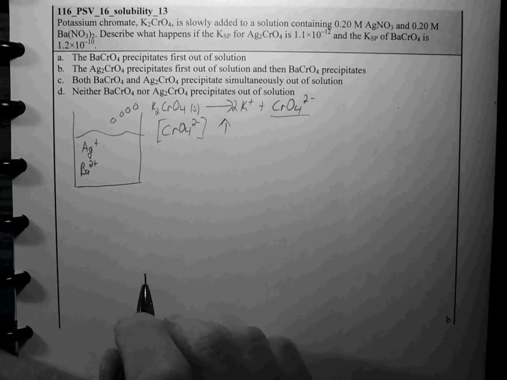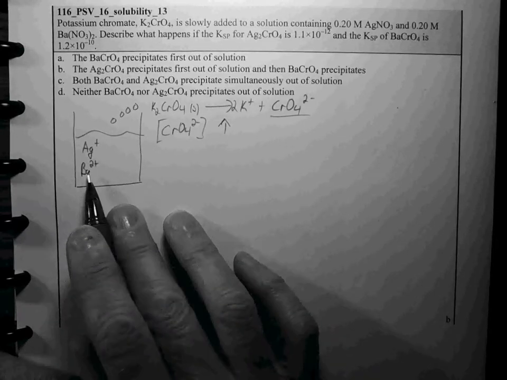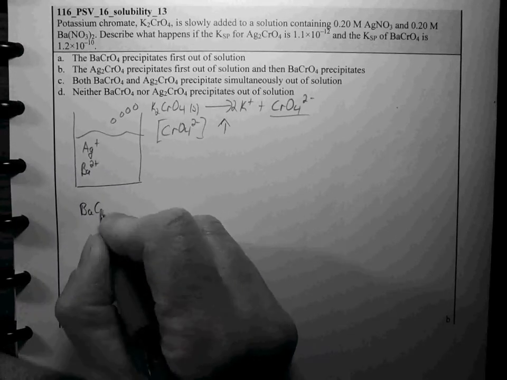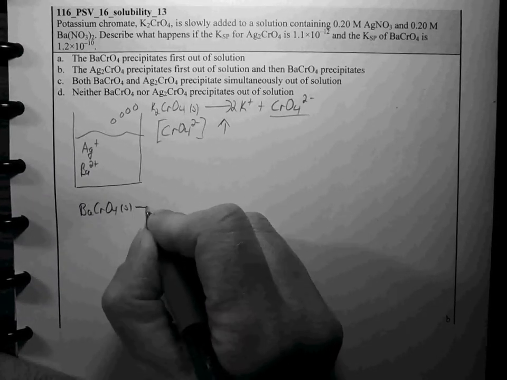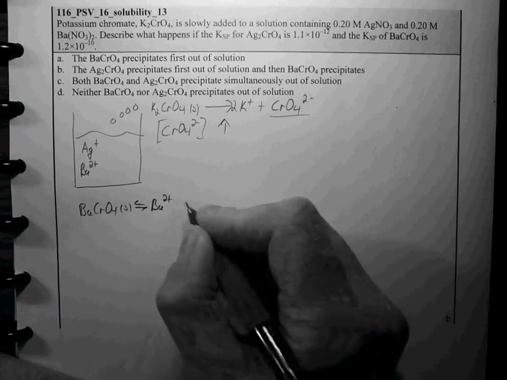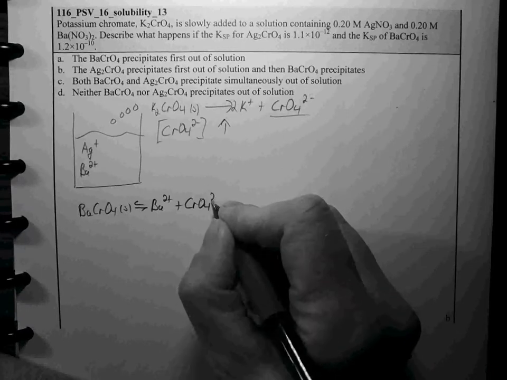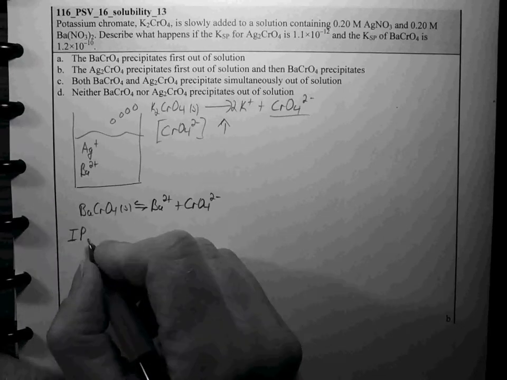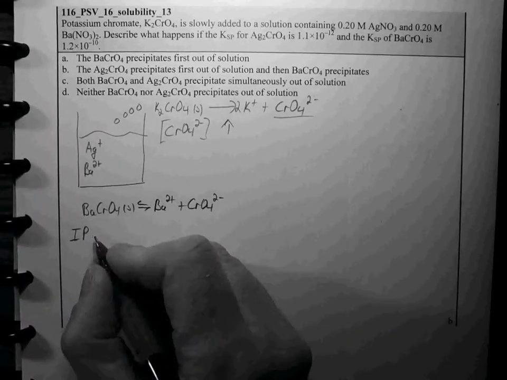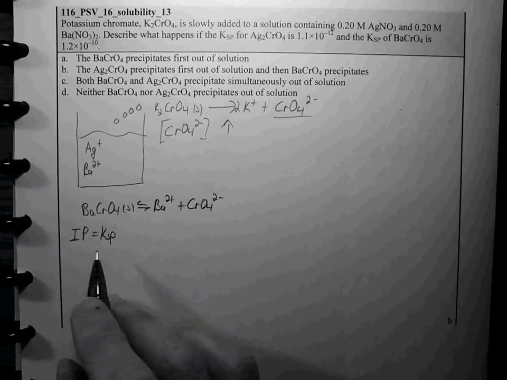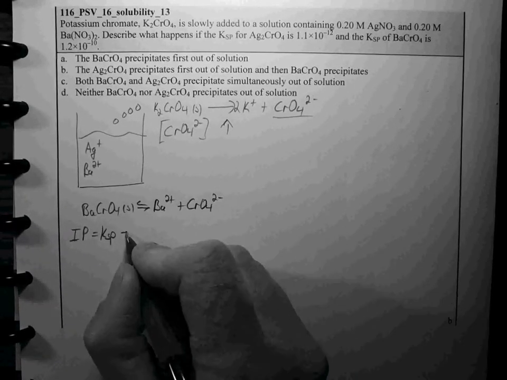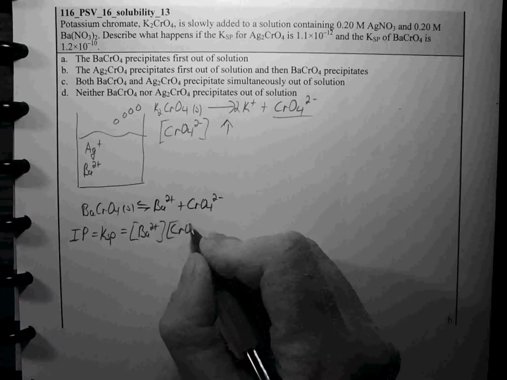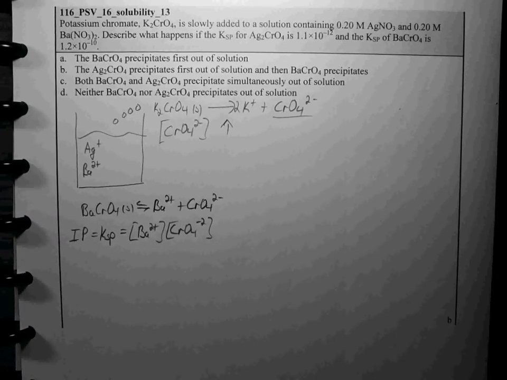Alright, so we're going to be looking at both barium chromate and silver 1 chromate. So for barium chromate, solid, equilibrium is with barium 2 plus and chromate. So our IP we want to be equal to KSP because that's when the precipitation is going to occur. And it's barium 2 plus, which is set, and chromate, which is slowly increasing.